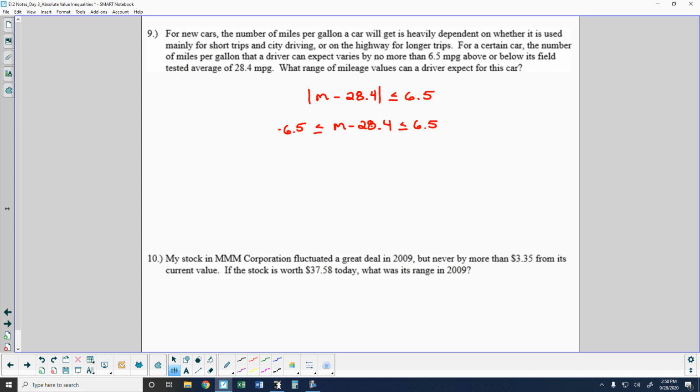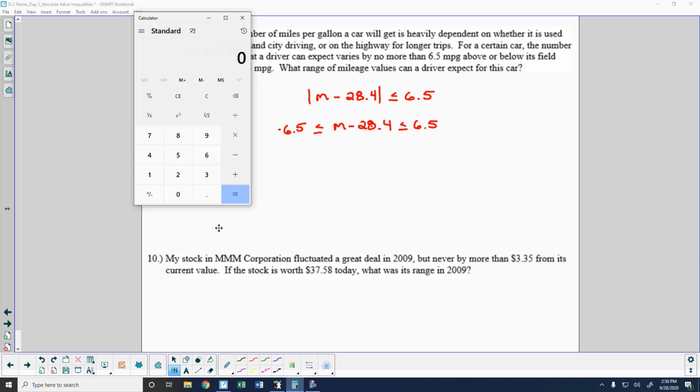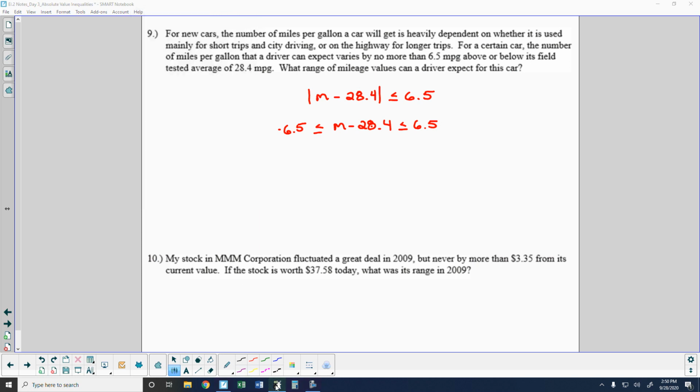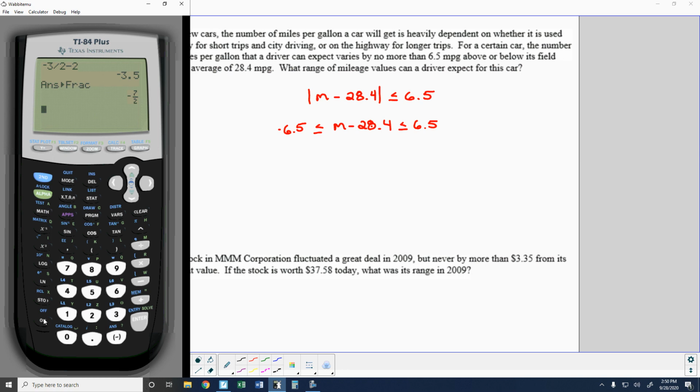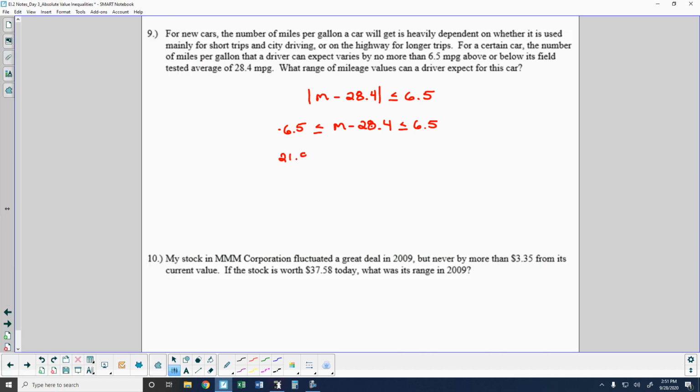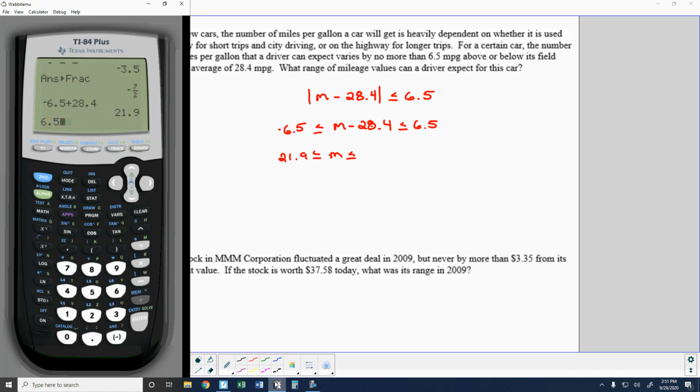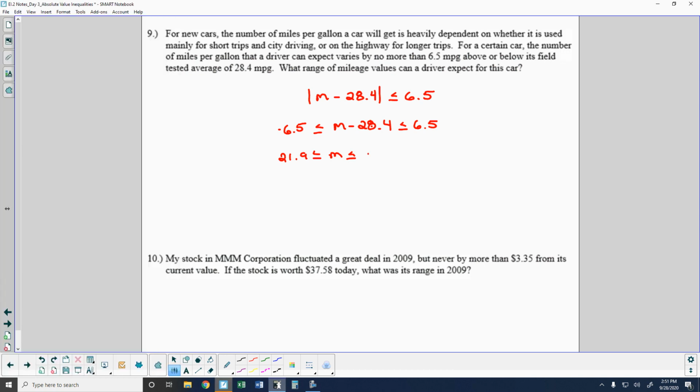So then what we would do here is we would add 28.4 to all parts of the equation. I'm going to go ahead and just do this on the calculator. So I'm going to add 28.4 to negative 6.5. And over here on the left, I'm going to get 21.9 is less than or equal to M, which is less than or equal to 6.5 plus 28.4, which is 34.9.